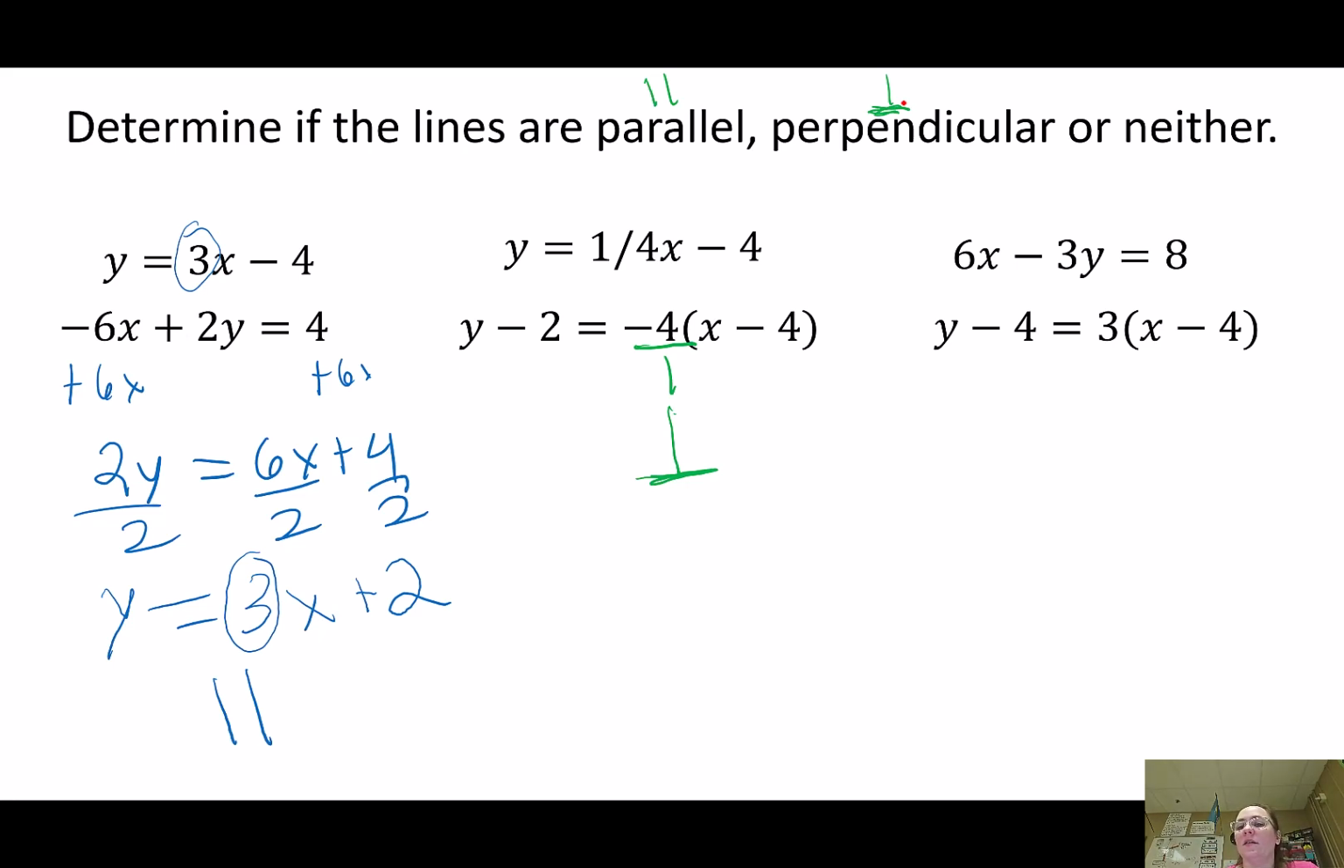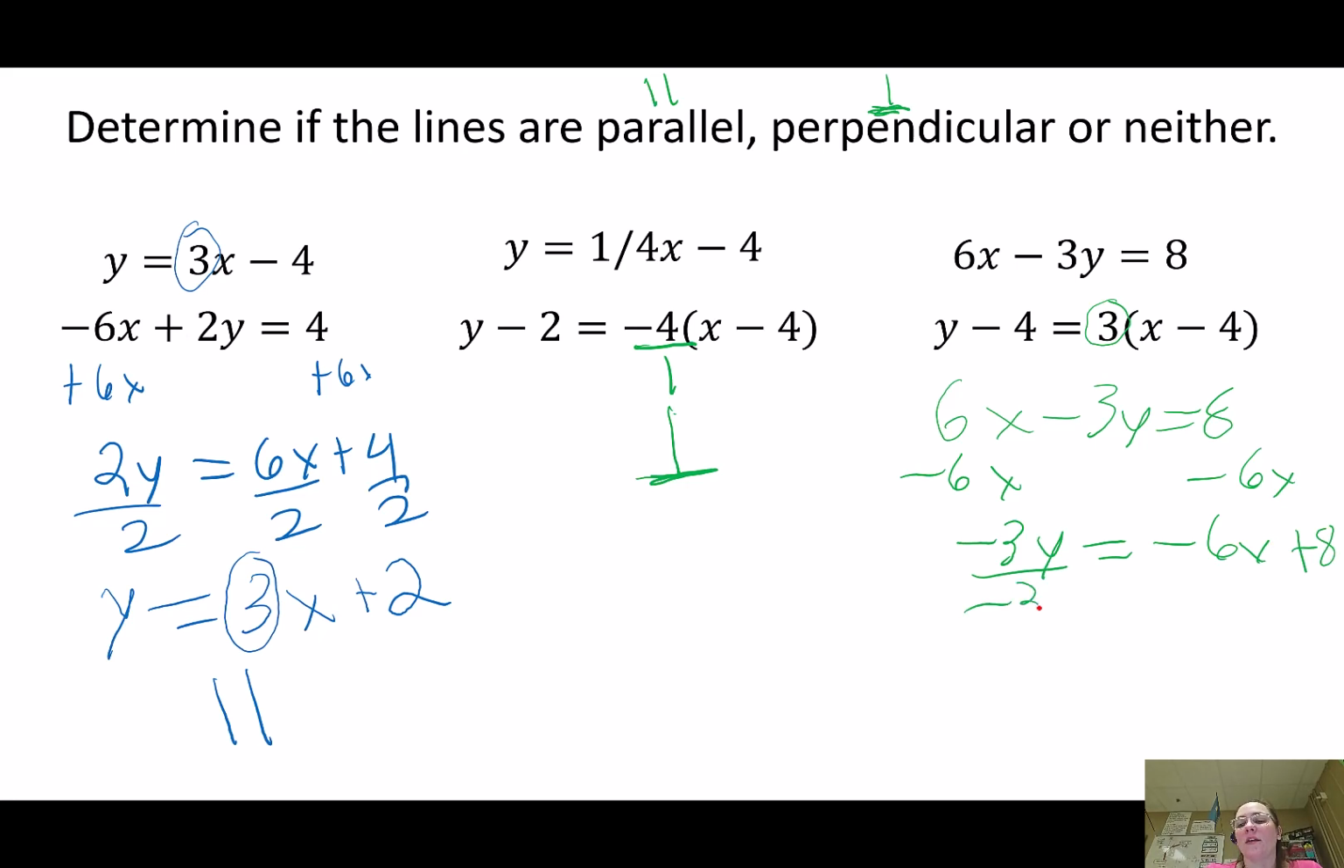All right, looking here, I've got 6x minus 3y equals 8. And y minus 4 equals 3x minus 3 times x minus 4. All right, so the top one is in standard form. We need to rearrange that. We know our slope here is 3, so let's see if we get the same slope. So 6x minus 3y equals 8. So first thing I do is subtract 6x. And I get negative 3y equals negative 6x plus 8.